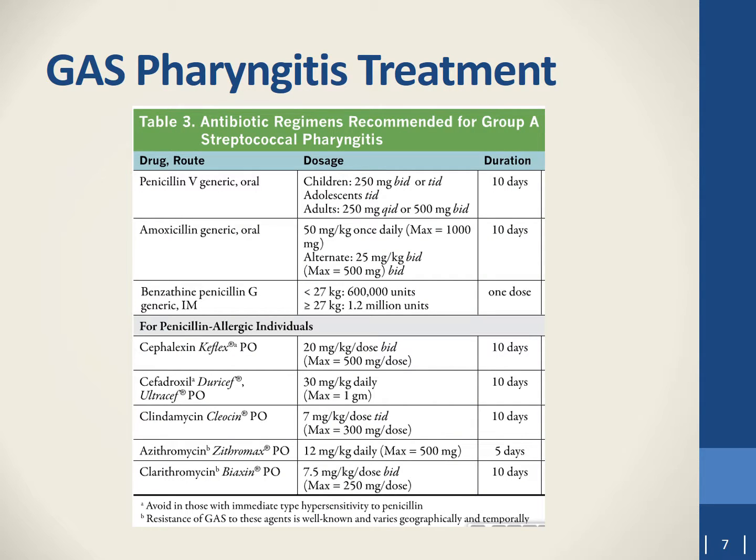This is summarized again for you, similar to that previous slide, but just in table format, reminding you that most of the oral dose regimens are for 10 days. The benzathine penicillin IM is a single dose and it's weight-based, so children under 27 kilograms will get 600,000 units. Anyone 27 kilos or over should receive 1.2 million units, and again, a single dose.